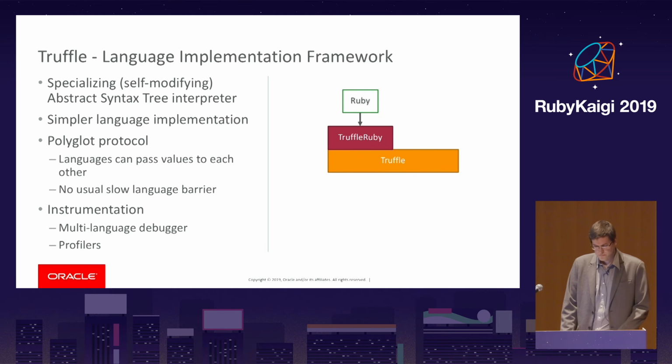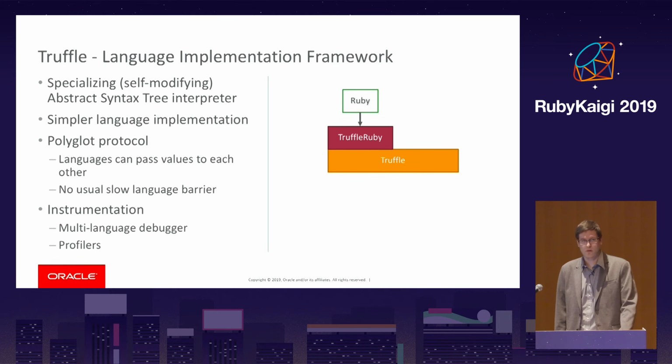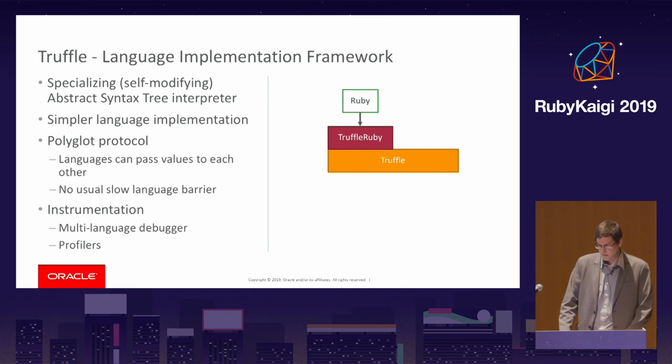Part of Truffle, there is a Polyglot protocol, which allows all the languages implemented in Truffle to talk to each other, to exchange values without transforming them in any way. So it means that there is no usual barrier between the languages. There's also an instrumentation API, which, with a little bit of work, if you instrument your nodes, then you get a multi-language debugger and other tooling like profilers.